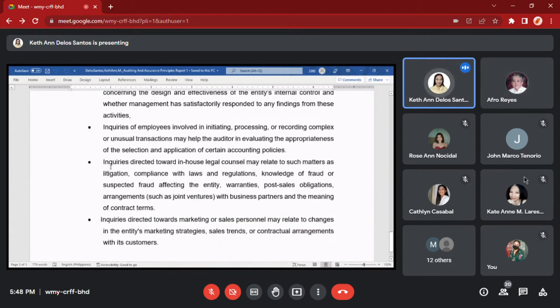Inquiries of employees involving initiating, processing, and recording complex or unusual transactions may help the auditor in evaluating the appropriateness of the selection and application of certain accounting policies. Parang dito naman, naka-involve dito yung mga employees na nagawa ng mga reports or yung mga transaction ng isang entity.